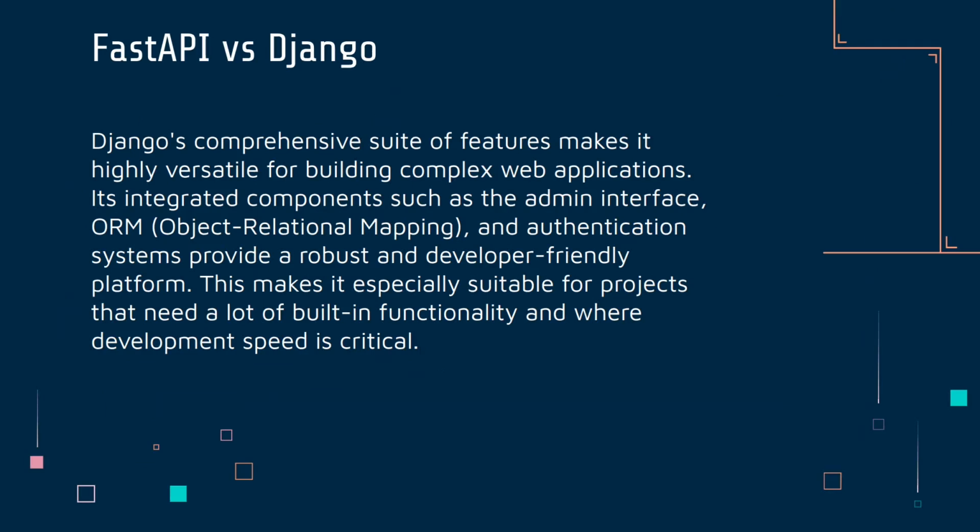Let's compare FastAPI with another popular library that is used to build APIs, which is Django, using the Django REST framework library. So let's start with Django. Django is very comprehensive and highly versatile for building complex web applications. It provides a lot of things like templates, template inheritance, ORMs, an authentication system, and a user management dashboard, all out of the box, right?